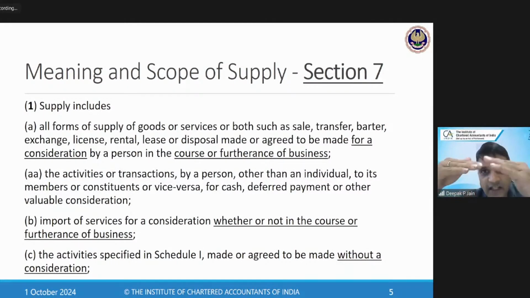Then an amendment came in, wherein it says that any activities or transactions by a person other than an individual to its members or constituents for cash, deferred payment, or any other valuable consideration is a supply. What is this covering? This is covering all the services by an association, by a club, by a residential welfare association. All of that gets covered under this provision.